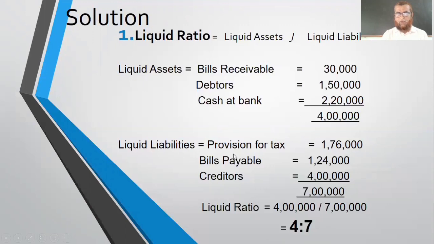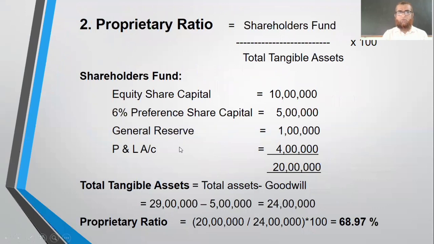Then liquid liabilities. Provision for taxation 1,76,000, bills payable 1,24,000, creditors 4 lakh. Here in liquid liabilities, bank overdraft is excluded. It is a current liability, but it will not be included in liquid liability. So liquid ratio is equal to 4 lakh divided by 7 lakh. That is 4:7.